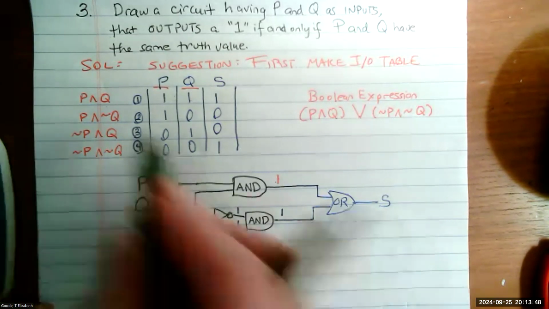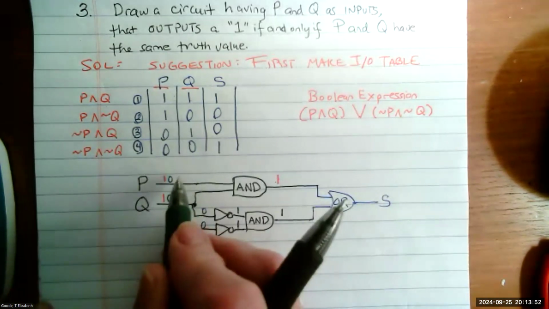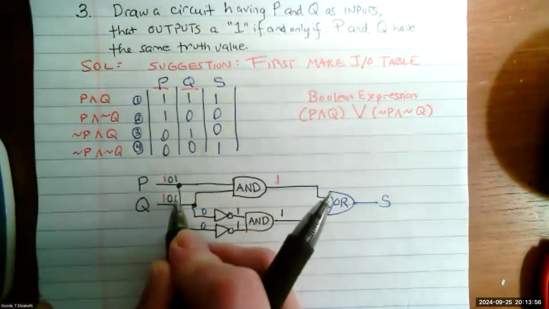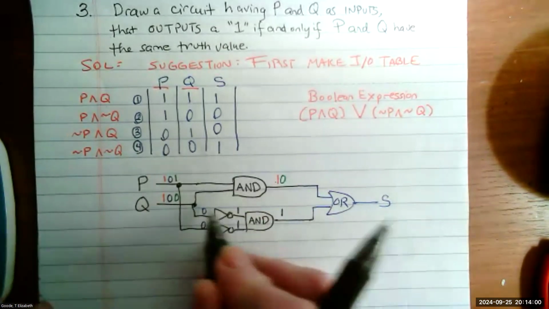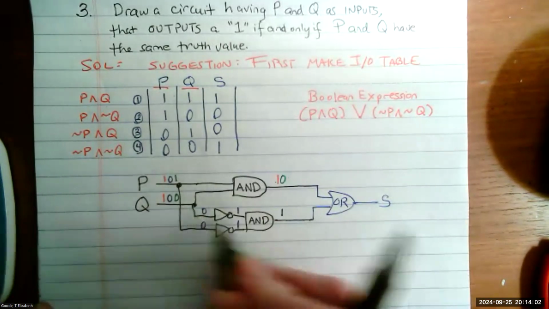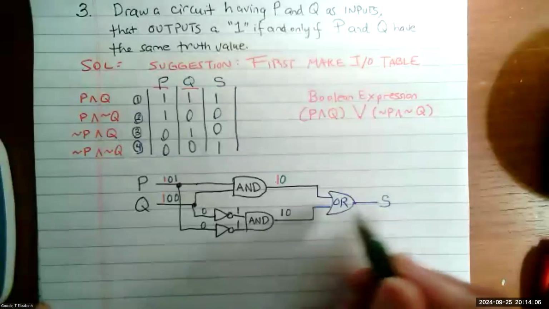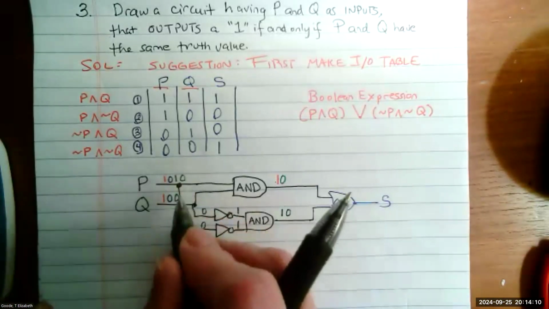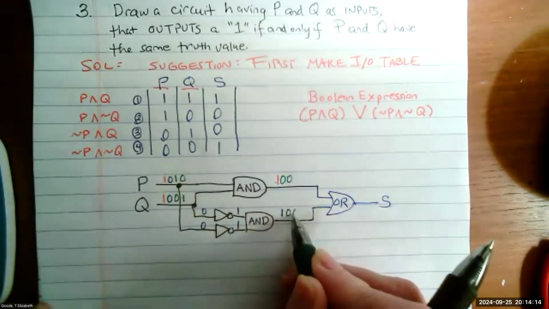Like you can test for the other two and make sure that they don't output a 1. Like when P is 1 and Q is 0, you get a 0 out of here, right? If this is a 1 and 0, you're right, you get a 0 out of here. So the output would be 0. Same way if P is 0 and Q is 1. We get a 0 here, but we also get a 0 here.